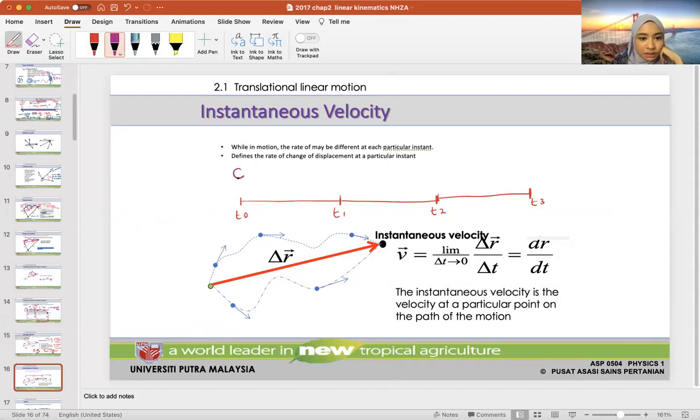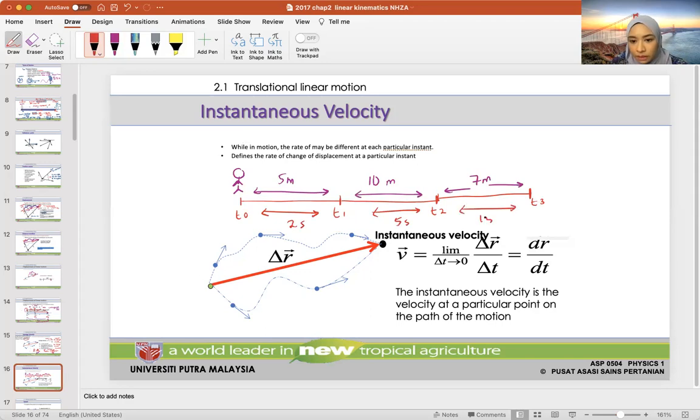And then Fatihah starts here. From T0 to T1 was 5 meter. And this is 10 meter. And this is sini ke sini 10 meter. And then this is 7 meter from here to here. Okay. And then we have the time. T1, this is 2 seconds. This is 5 seconds. And ni dah penat 15 seconds. Okay, so dia penat sekejap.